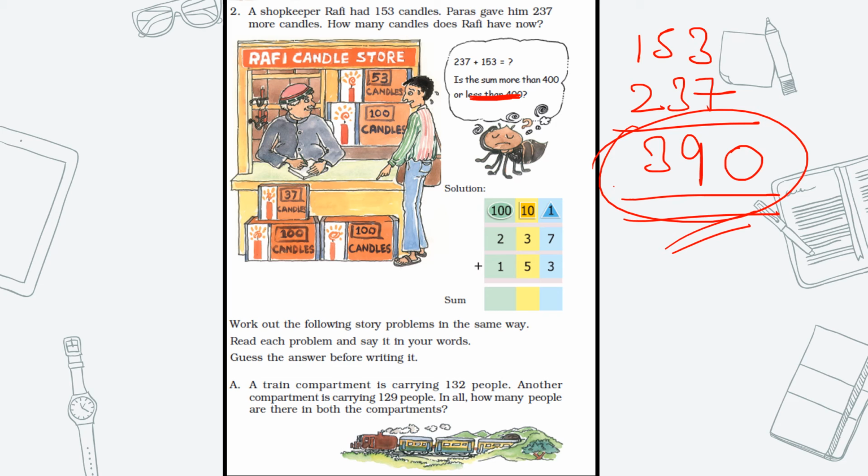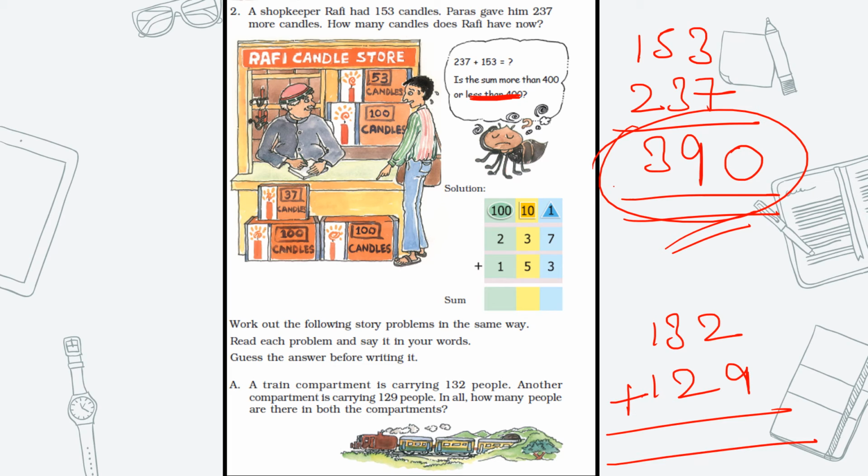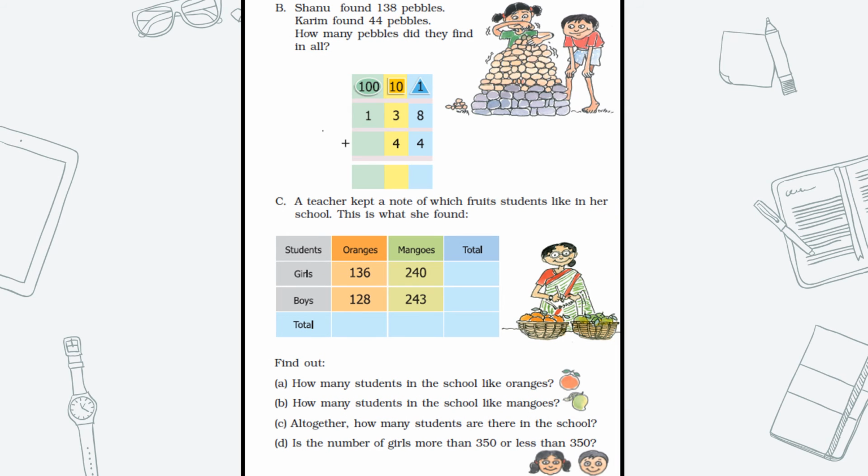Here, a train compartment carries 132 people, another compartment is carrying 129 people. How many people are there in both the compartments? Simple. We add 9 plus 2, 11, 6, 261 people in total. Clear? Here, Shanu has 138 pebbles and Kareem has 44. So, total how many pebbles? 182, right?